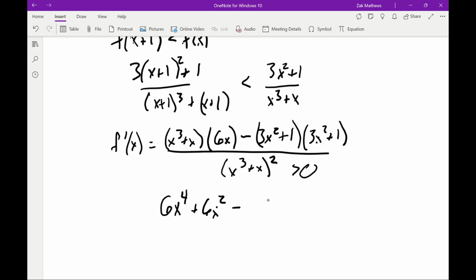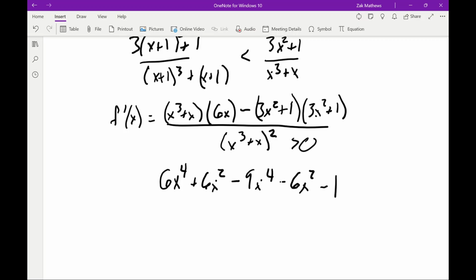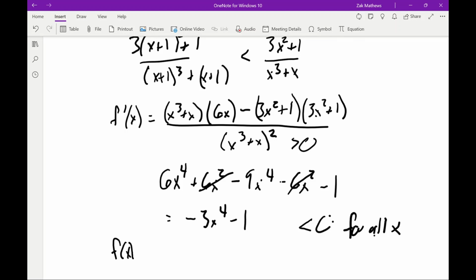And so I get a 9x to the 4th minus 3 minus 3, that's going to be a minus 6x squared minus 1. And I've distributed the negative at the same time. So when we simplify this, we can see we're getting a negative 3x to the 4th. The x squareds cancel, minus 1. And again, just paying attention to the numerator, I'm not saying that these two lines are equal, they're not. I'm just paying attention to the numerator, but what I notice is that this is always less than 0 for all x, in fact. And so this shows me that f of x is a decreasing function.